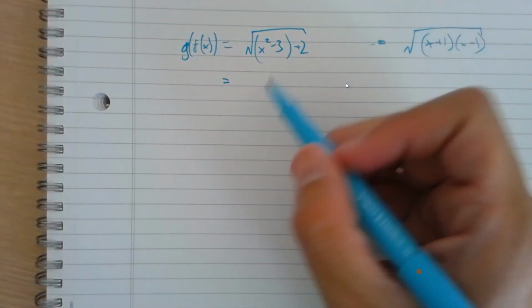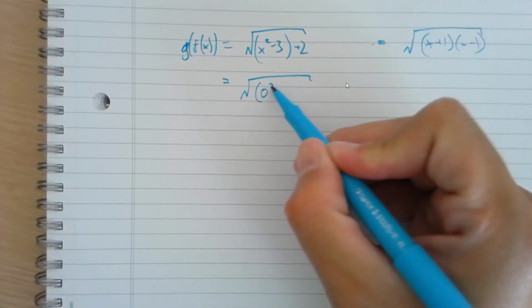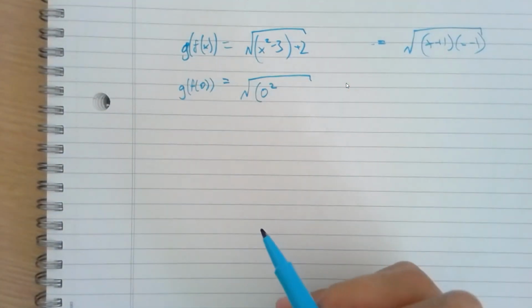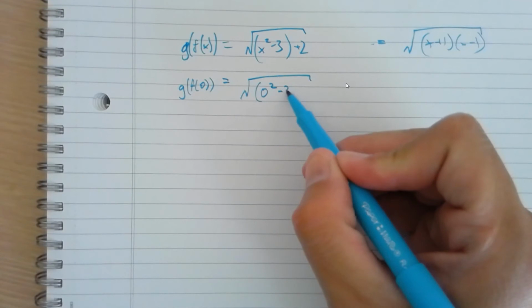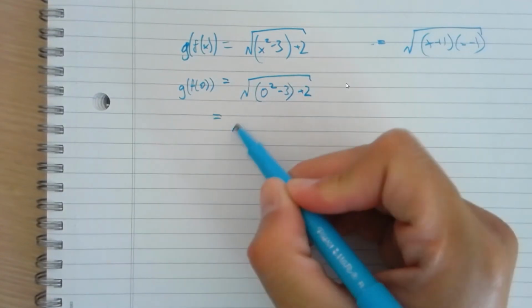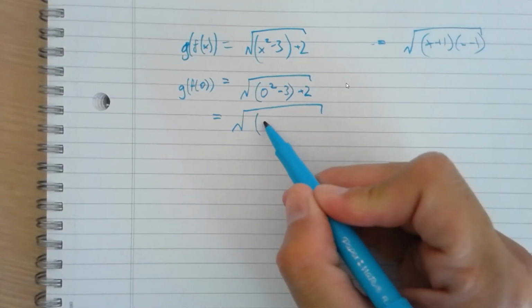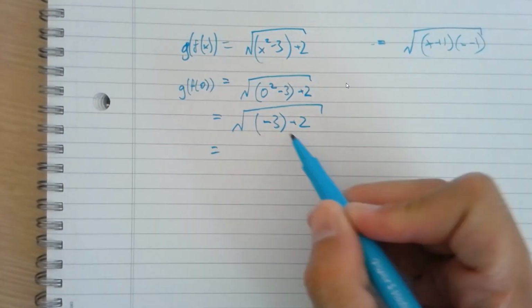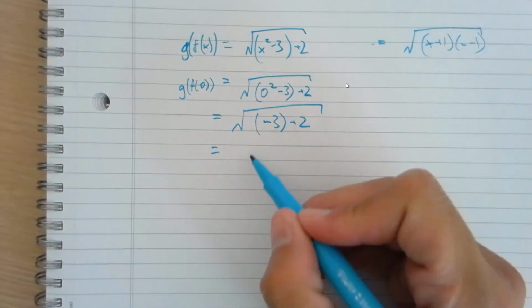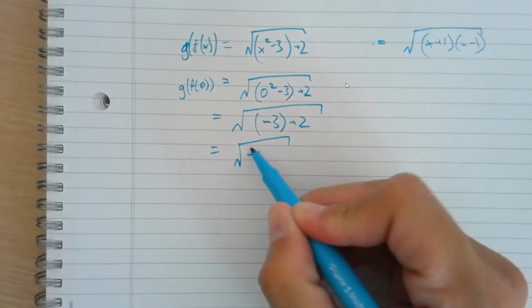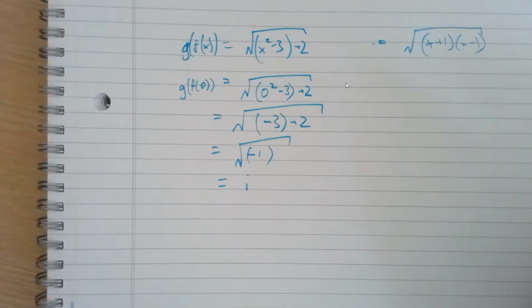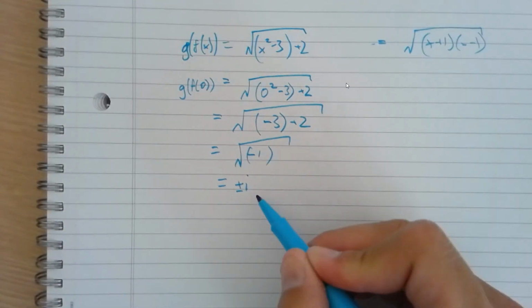If I put in 0, look what happens. This is the g of f of 0. 0 squared minus 3 plus 2. Then you get 0 minus 3, which is minus 3 plus 2. And then finally, you get -3 plus 2. That's -1. The square root of -1 is not a real number. I mean, if you have to know, it is plus or minus i, but that's an imaginary number.